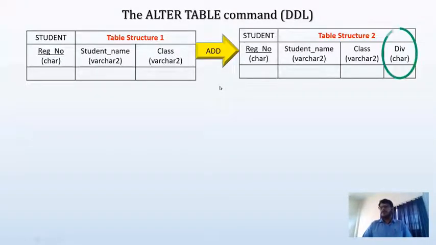By using the add option, we can add even more columns to the existing table structure. This can be done by using the alter table command, but with the add option. As I discussed earlier, alter table comes with 2 different options: alter table add and alter table modify. With the help of modify, we can modify the existing column definition.